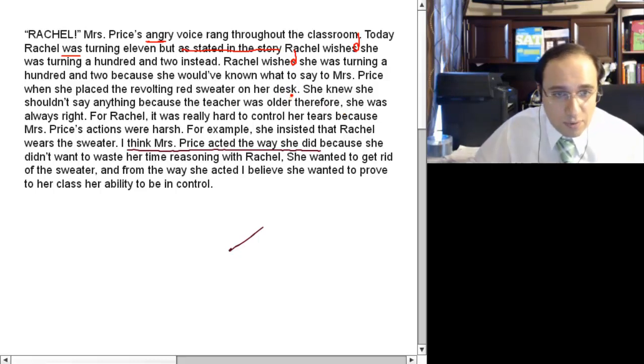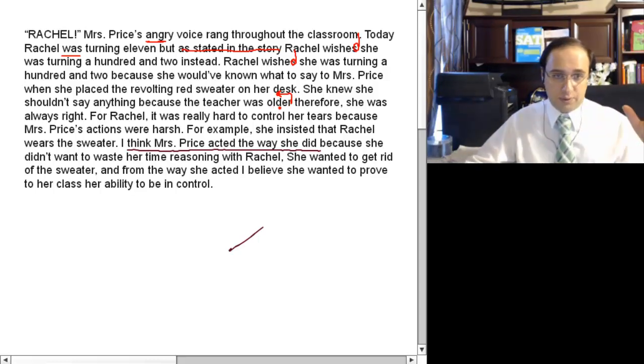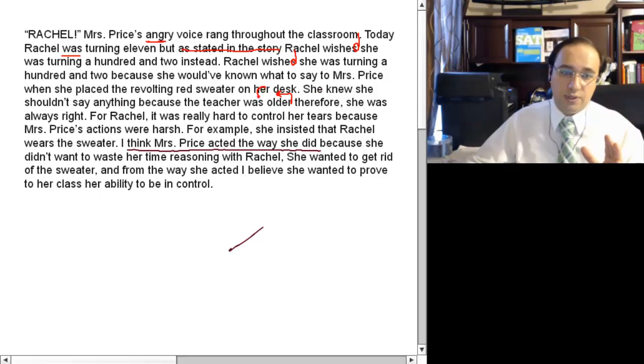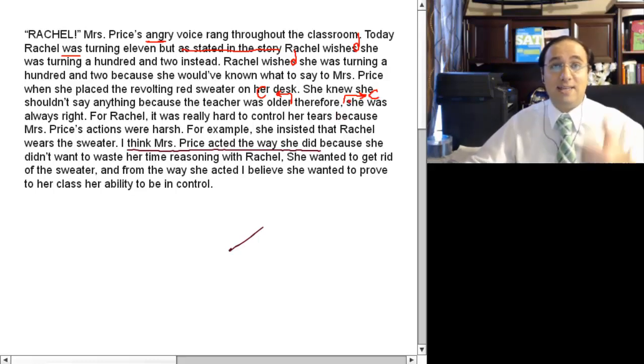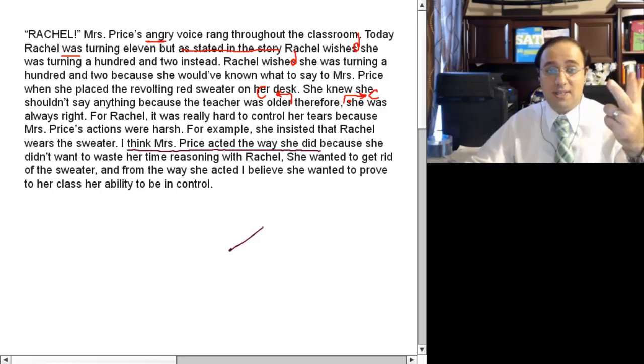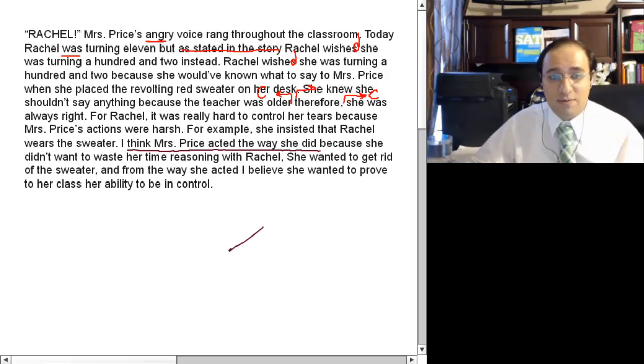Now, as I said before, if you take a look here, before "older": she knew she shouldn't say anything because the teacher was older. This is a complete sentence. Therefore, let's take a look after "therefore": she was always right. Another complete sentence. A complete sentence is defined as a sentence that has a subject, a verb, and makes sense by itself. So here you have a run-on sentence one more time.